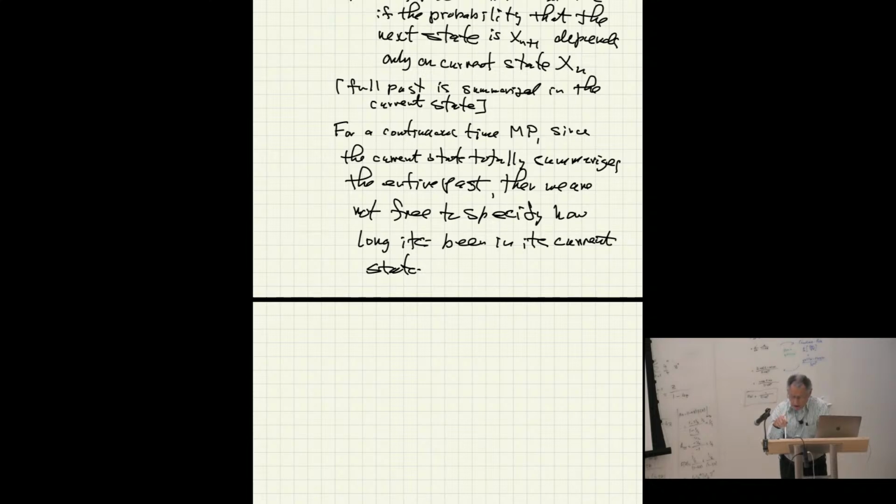For a continuous time Markov process, since the current state totally summarizes the entire past, then we are not free to specify how long it's been in its current state. I shouldn't have to. There's nothing about that can help me. It turns out there is a distribution of time in state which doesn't depend on how long the state has been. And the reason for that is, if I told you how long it's been, it doesn't affect how long it's going to stay there.